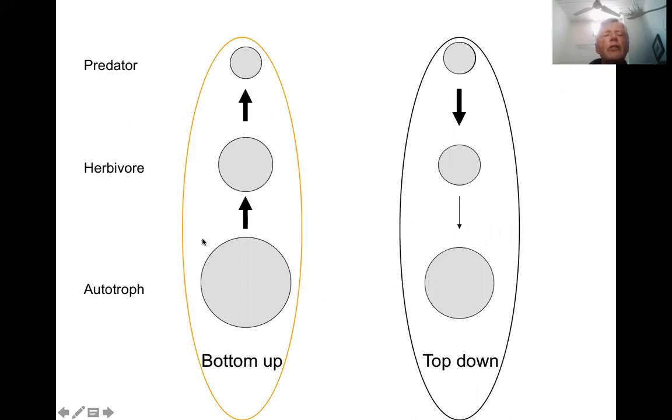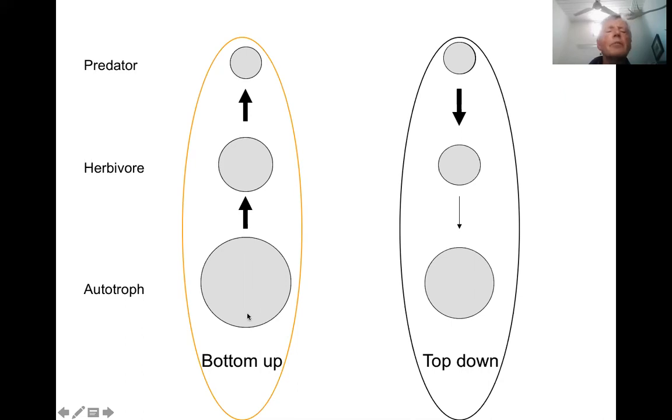Let's imagine a system that is strongly under bottom-up control, all right? That simply means that every trophic level, from the autotrophs, that is the plants, to the things that eat the plants, to the things that eat those things, is going to become increasingly abundant as the production at the base of the food web increases. So as the production increases, let's say we add water and nutrients to the system, as the plants become more abundant, the things that eat the plants are going to become more abundant, and the things that eat those things are going to become more abundant.